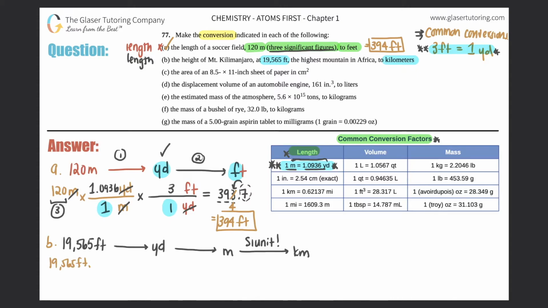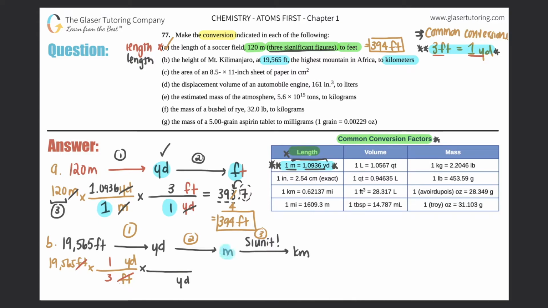19,565 feet. Feet goes on the bottom of our conversion. This is a 3-step problem, 1, 2, and 3. So yards goes up on the top. And from the ones that you should know, 3 feet, 1 yard. So 3 goes on the bottom, 1 yard up top. Feet gets canceled. And just push right through, guys. Don't try to stop and get that answer. Just keep going. So times by the ratio, yards on the bottom.